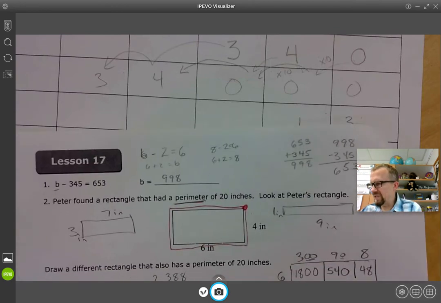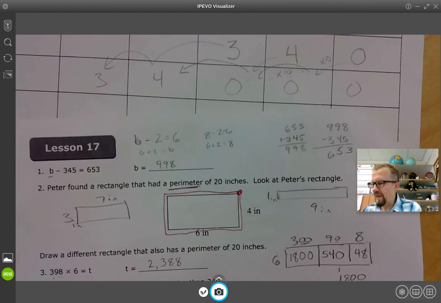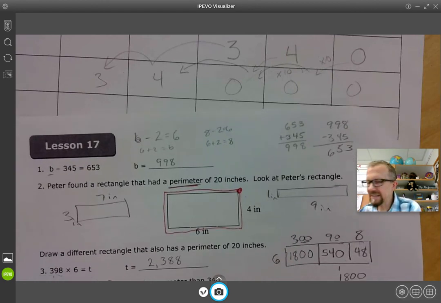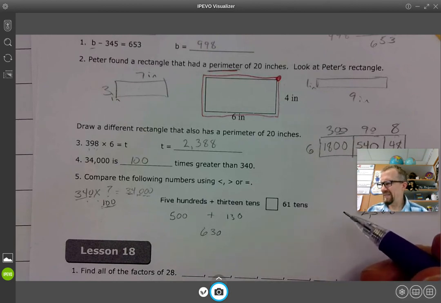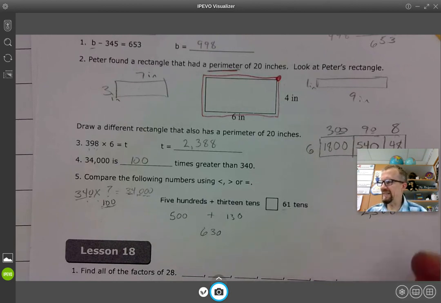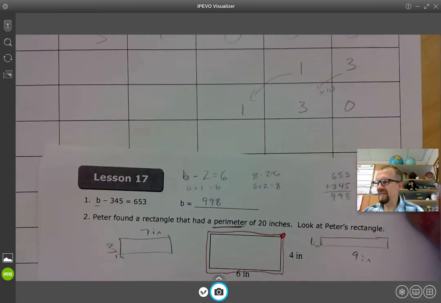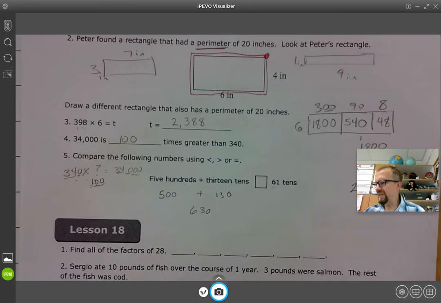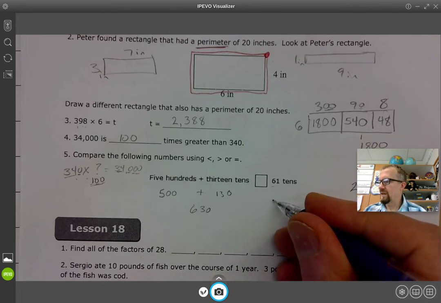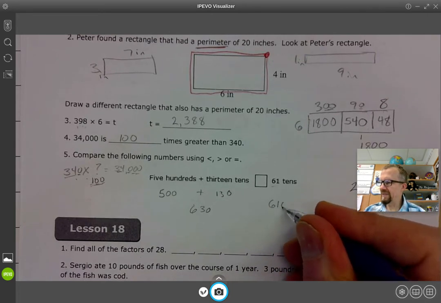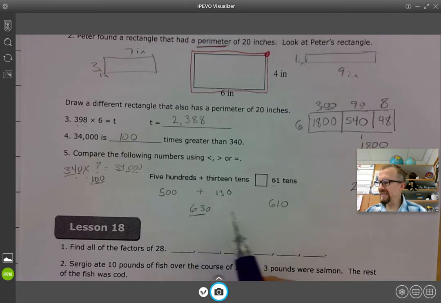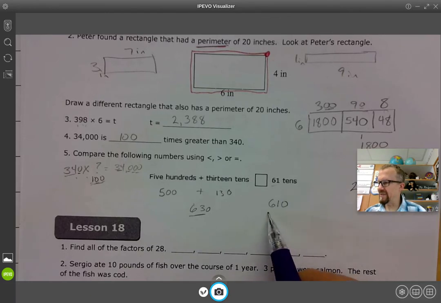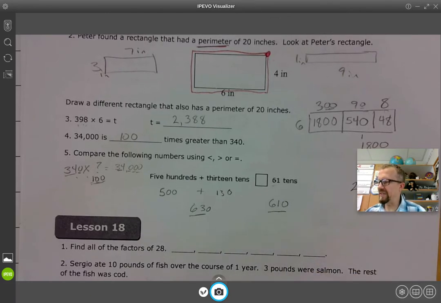So this is 130. And if I add these together, I'd get 630. 61 tens. Stop and talk to somebody about what 61 tens is. If 13 tens is 130, what is 61 tens? I'm sure you came up with 61 tens being 610. And now it's pretty easy to see that 630, 63 tens, is more than 61 tens, or 610.